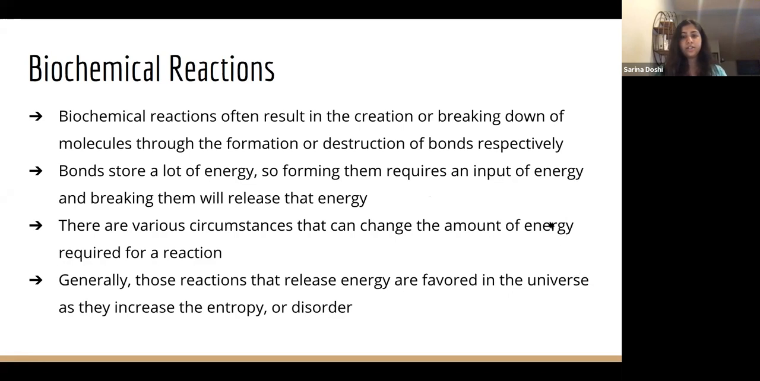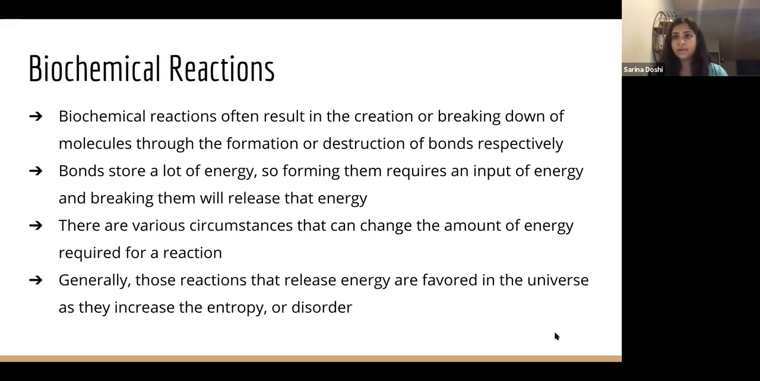There are various circumstances that can change the amount of energy required for a reaction. I'll talk about these circumstances in a little bit, but it's often things that are super mundane that you wouldn't think about, like temperature or pH or light, that can alter the amount of energy that you need for a reaction.